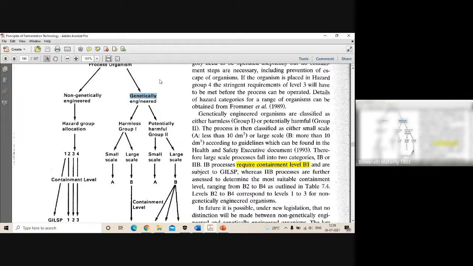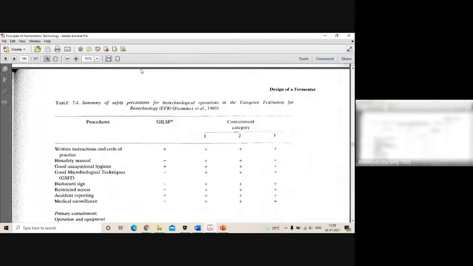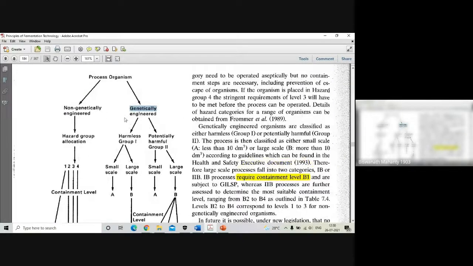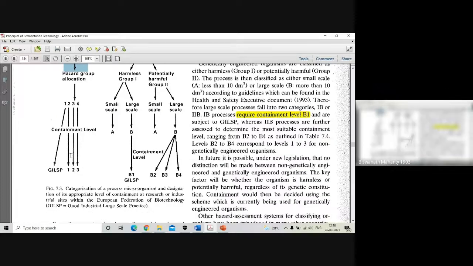I'll take a very small and very simple example here, which is also in your textbook. You see, the first one is GILSP, that is not so pathogenic. For that, and containment category 1, 2, 3. So basically, I'm assuming that we are dealing with non-genetically engineered microorganisms. So I'm having a 1, 2, 3 classification.